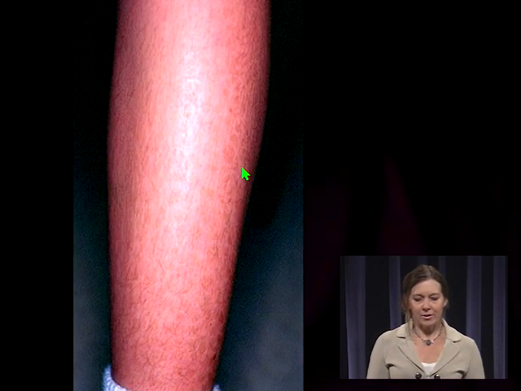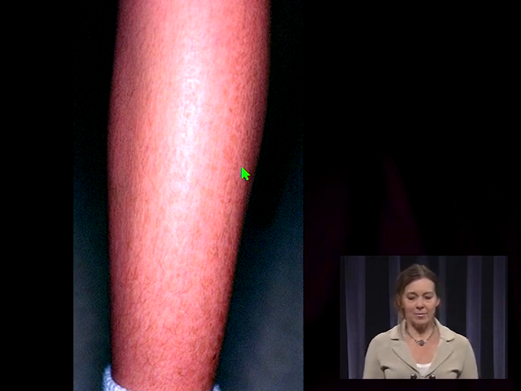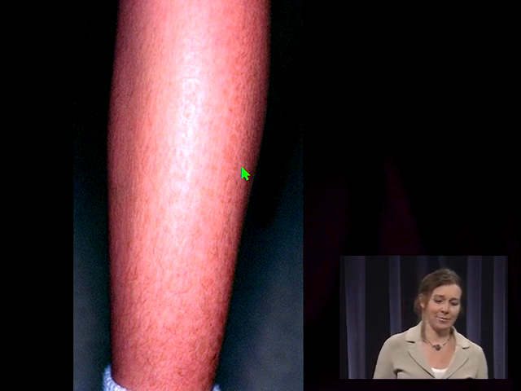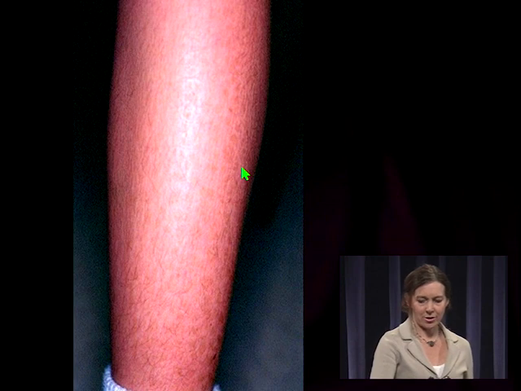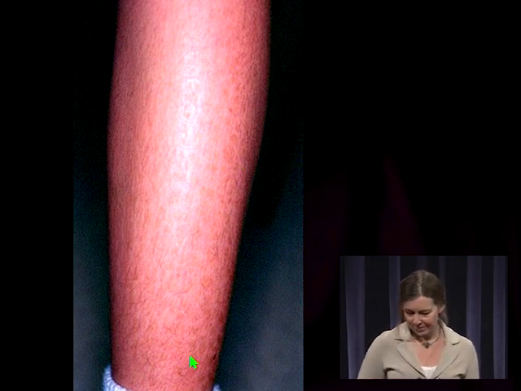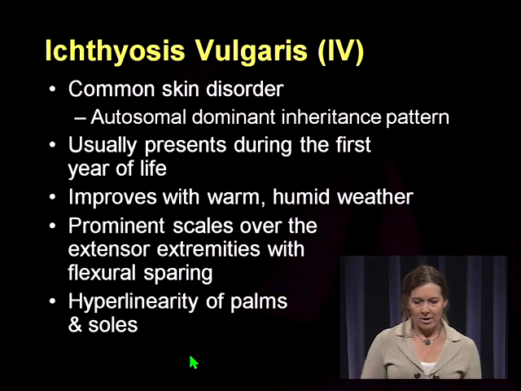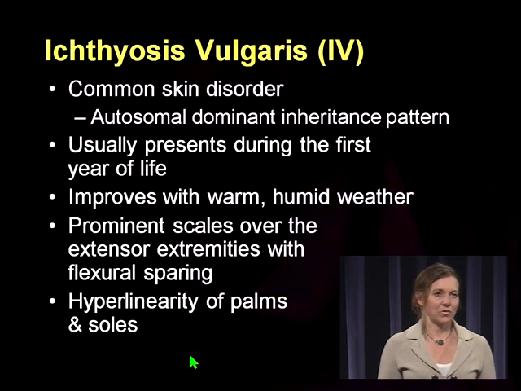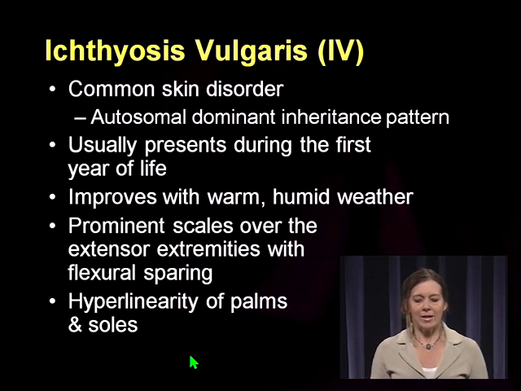All right, another condition that can be confused with eczema that's often seen in the setting of eczema is what this youngster has right here. You can see this plate-like scale extending along the shin. And this is an example of ichthyosis vulgaris. Ichthyosis just means scaly skin. Ichthyosis vulgaris is the most common type of ichthyosis. This is also spread in an autosomal dominant inheritance pattern.